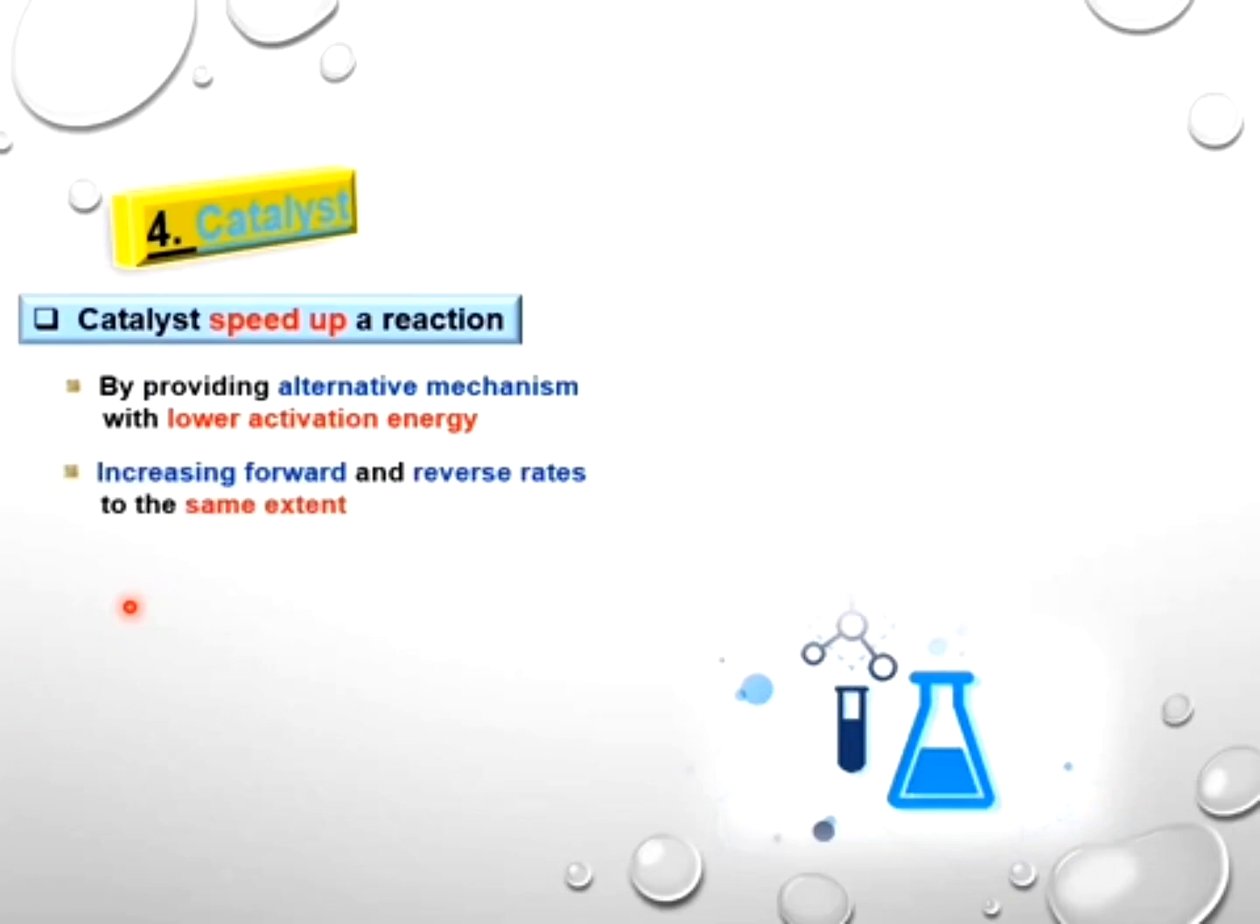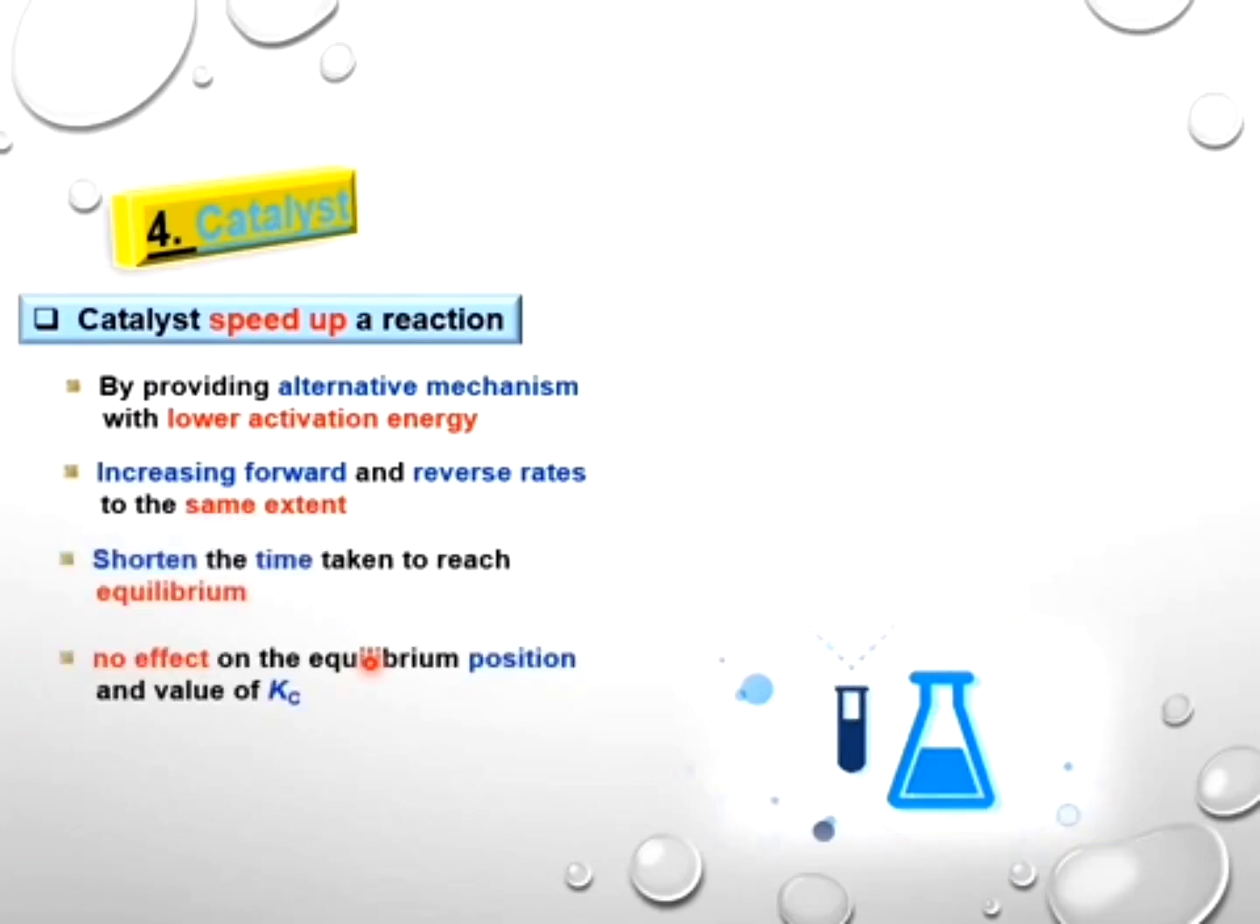Okay, so the forward and reverse reaction rates will increase to the same extent. Alright, and it will shorten the time taken to reach equilibrium. So no effect on the equilibrium position and the value of K. Okay, so adding of catalyst will not affect your equilibrium system. It will only speed up the reaction.